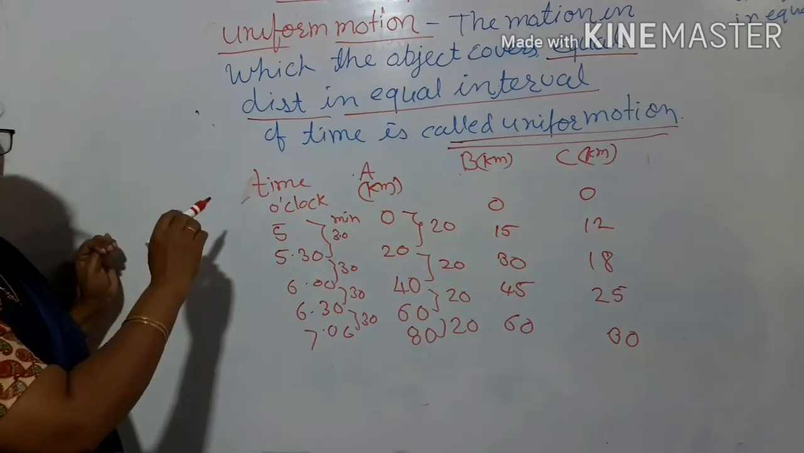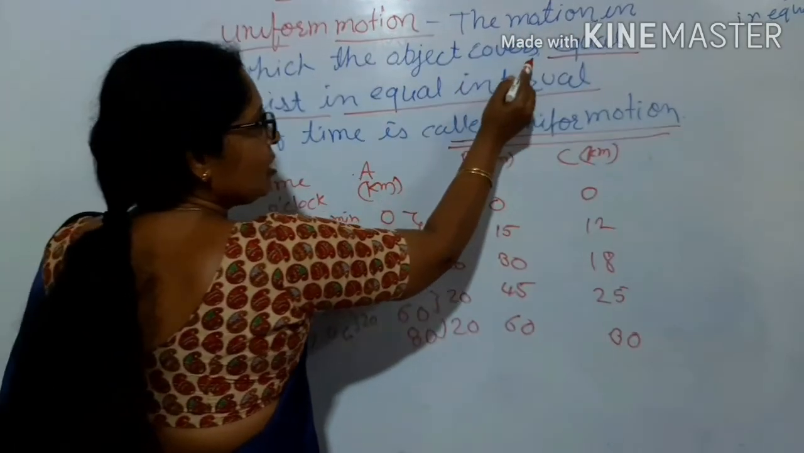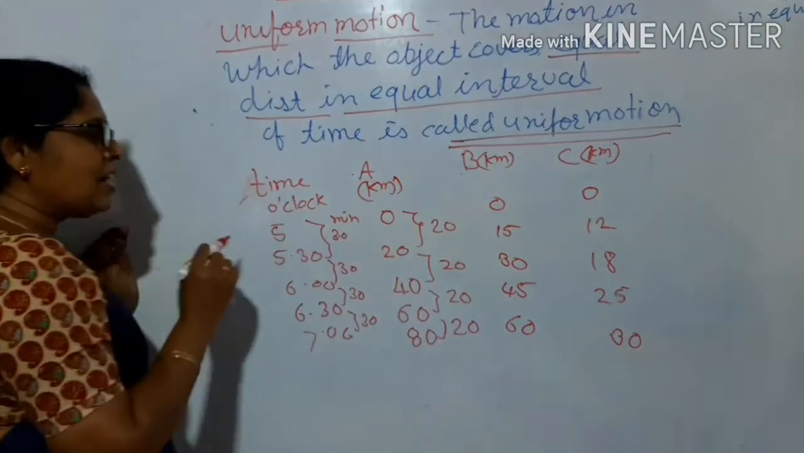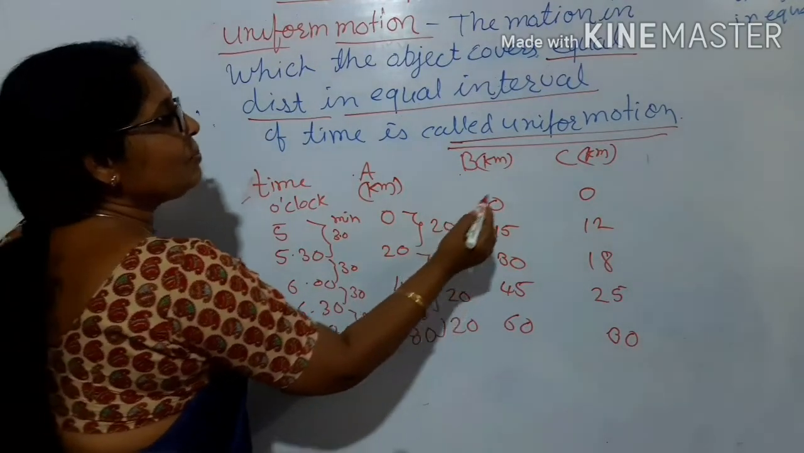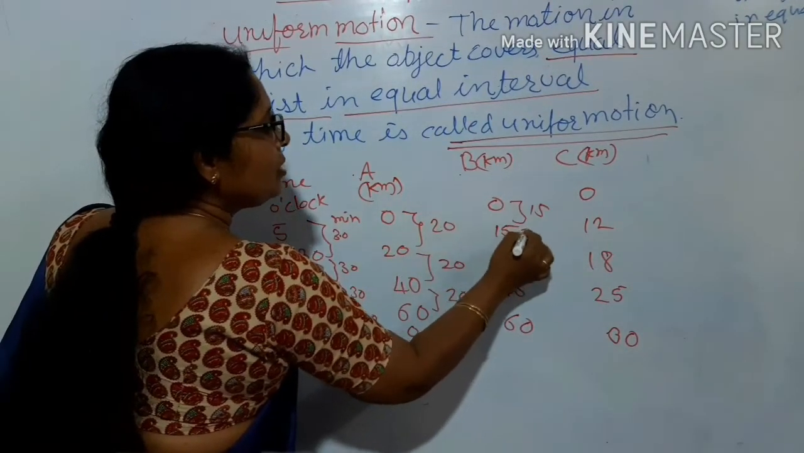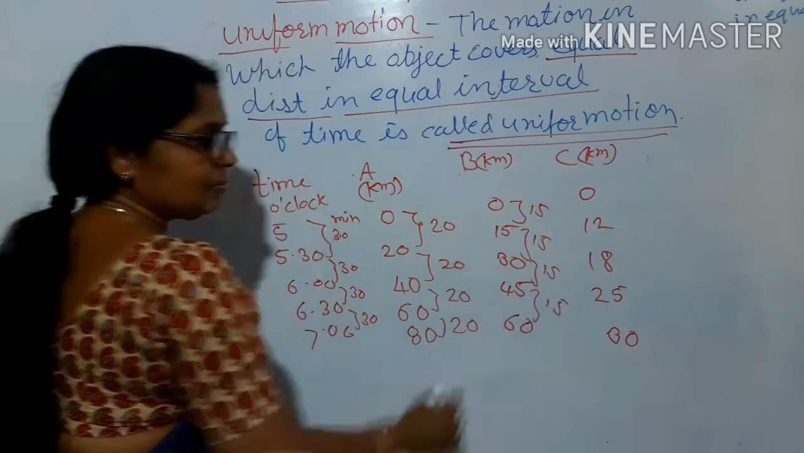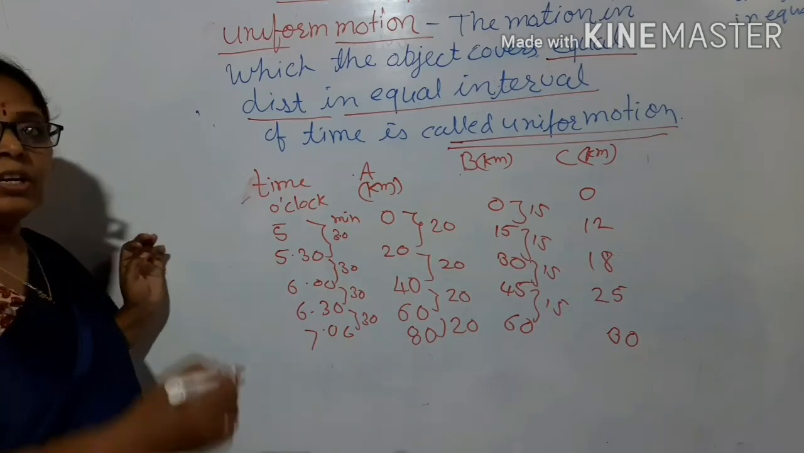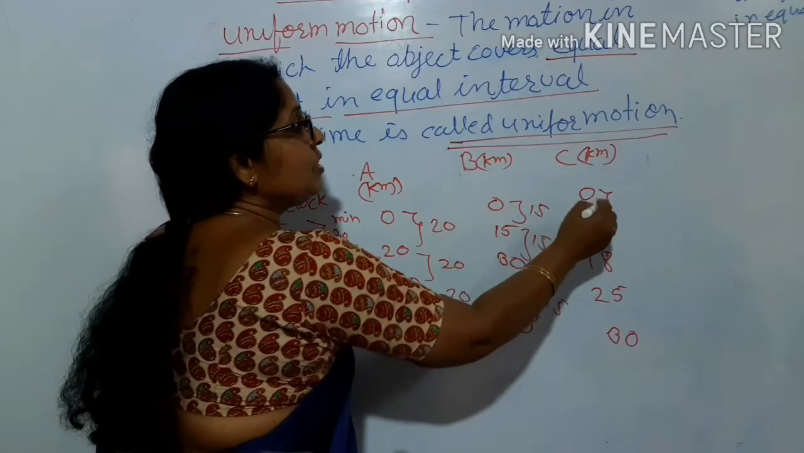Then what is the definition? Check again. The motion in which the object covers equal distance in equal interval of time. Now B also, see, here 15, here 15, 15, 15. So A and B are in uniform motion. Now what about C? What is the difference between these two?